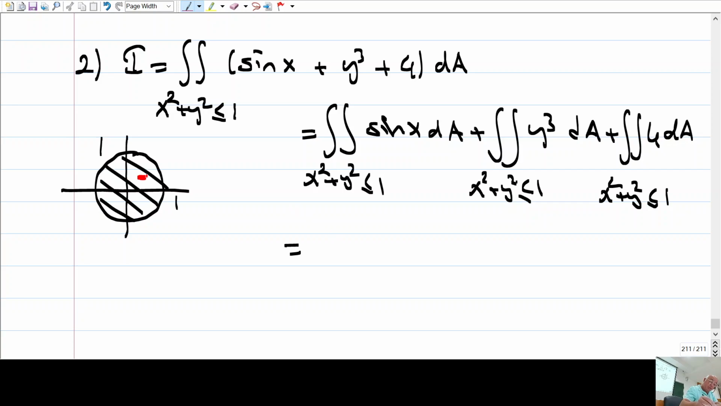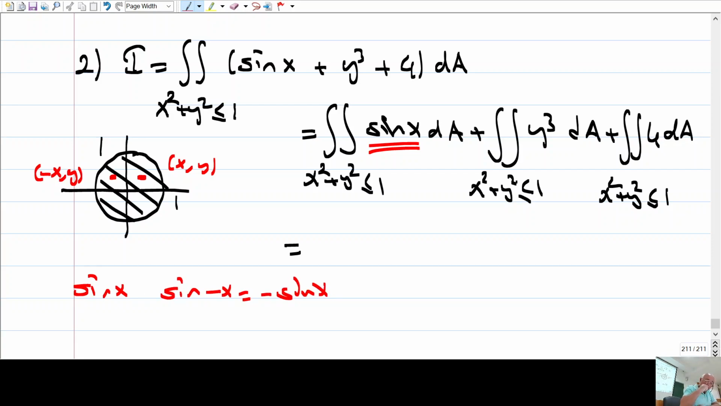Well, for the first integral, note the following. Whenever you pick a point here, x comma y, this region is symmetric, and you have here minus x, y, right? Its reflection with respect to the y-axis is this point. This is a function of 2 variables, but it's a function of x only. This function evaluated at this point and this point gives you sine x and sine minus x, which is minus sine x.